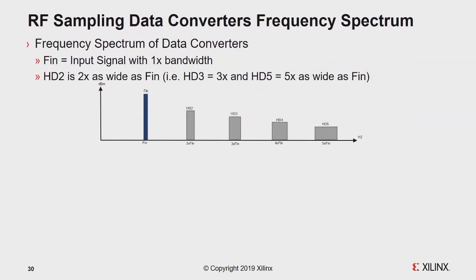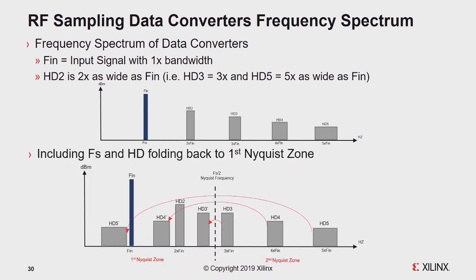And then first we're talking about the ADC frequency spectrum. When we inject the frequency F in, the bandwidth is 1 times the bandwidth at F in. And then HD2, the second harmonic, is 2 times the bandwidth of the input, and the frequency is 2 times F in. HD5 is 5 times wider than the input, and the frequency is 5 times F in. You can see the harmonics' amplitude is decreasing.